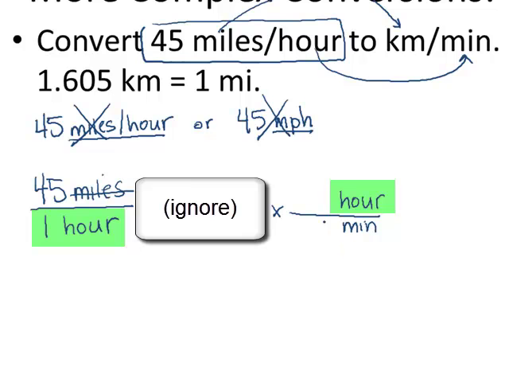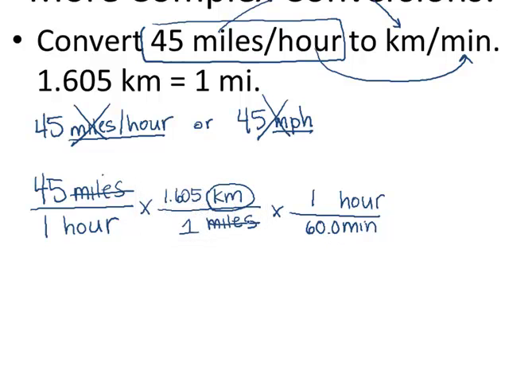You probably know this one off the top of your head. In 1 hour, there's 60 minutes. And by the way, that's a 60 that's exact. So if you need to put it there, put another 0 to remind yourself. If you weren't sure about that, that's always something I'm happy to clarify for you. So 45 miles will cancel to become kilometers. 1 hour will cancel to become 60 minutes. Once hours cancels, I'm left with just minutes on the bottom.